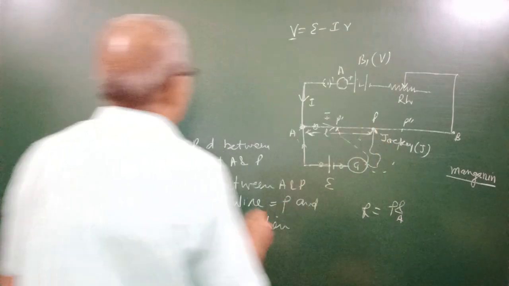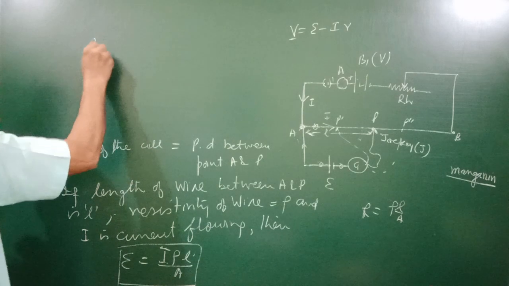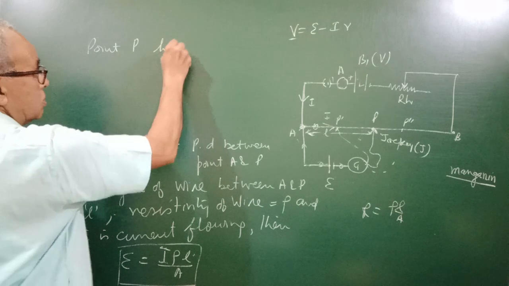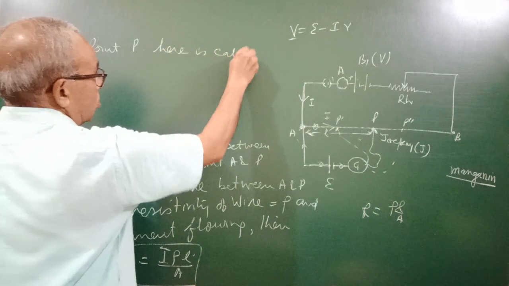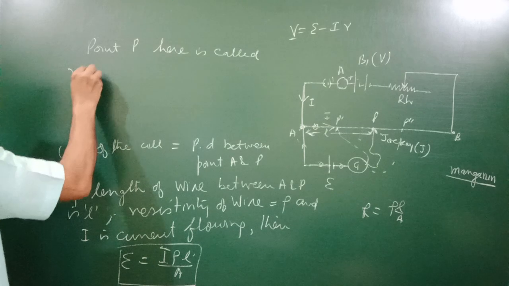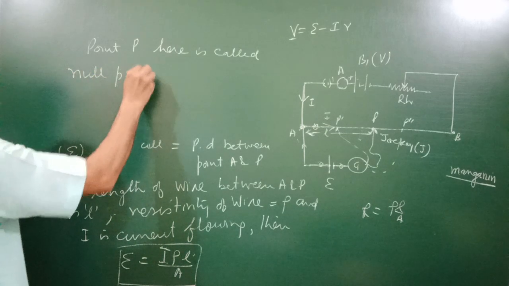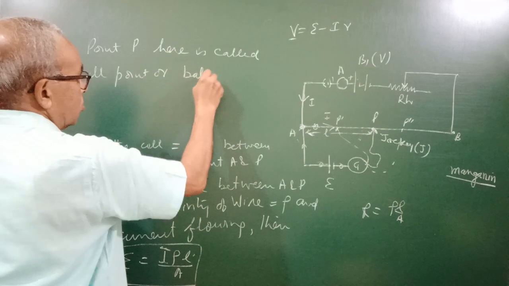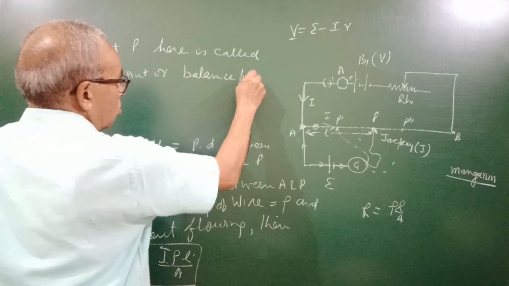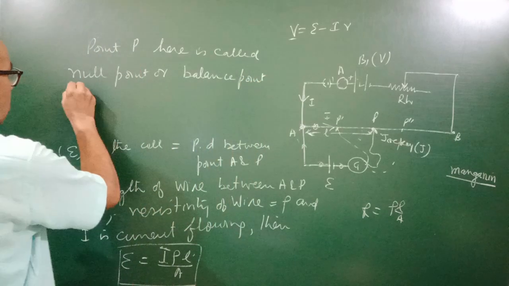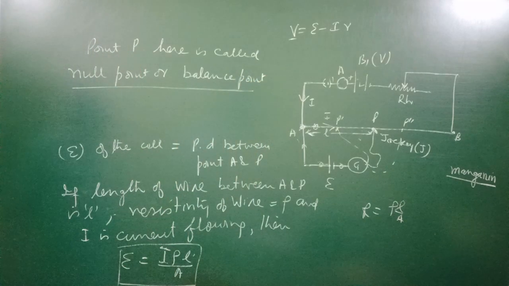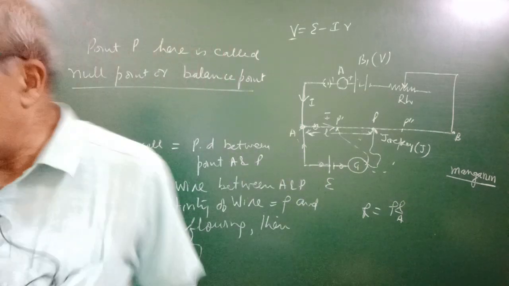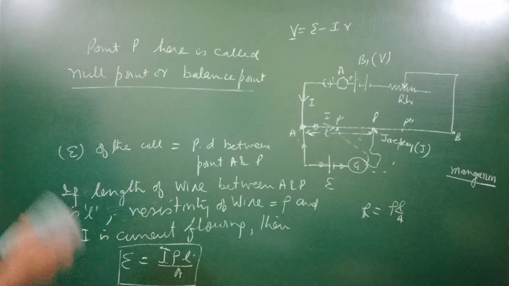Point P here is the null point, or balance point. The EMF of the cell is measured here in such a manner that no current is being taken, so it will be exact.